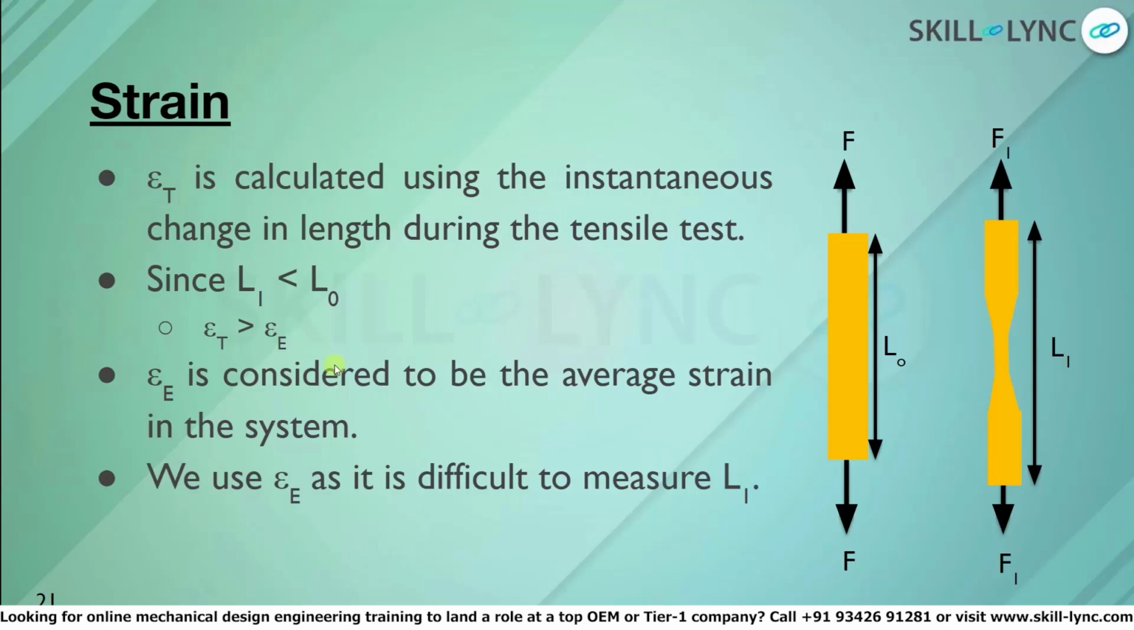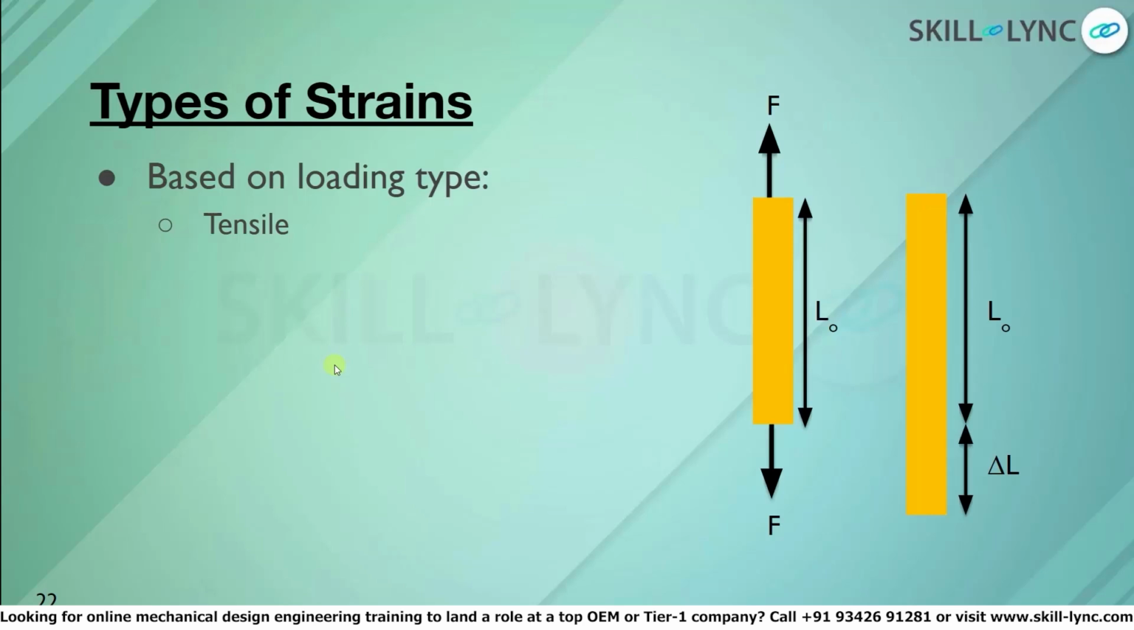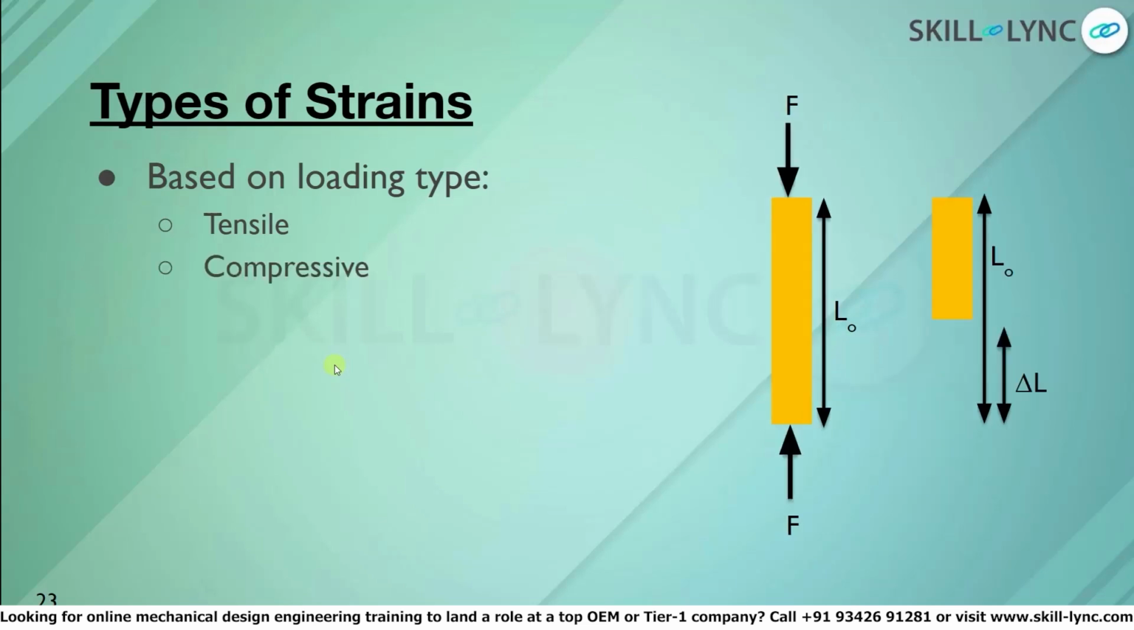Strains can also be classified based on the loading type. The first type of loading is tensile loading. In case of tensile loading, delta L is the amount of elongation. Thus, tensile strain is equal to the elongation delta L divided by the original length L0. Also, tensile strain is always positive.